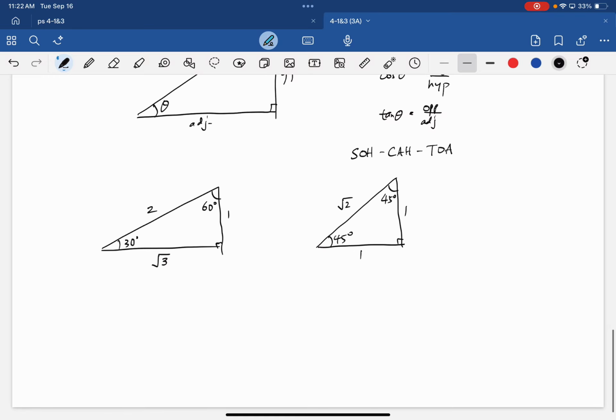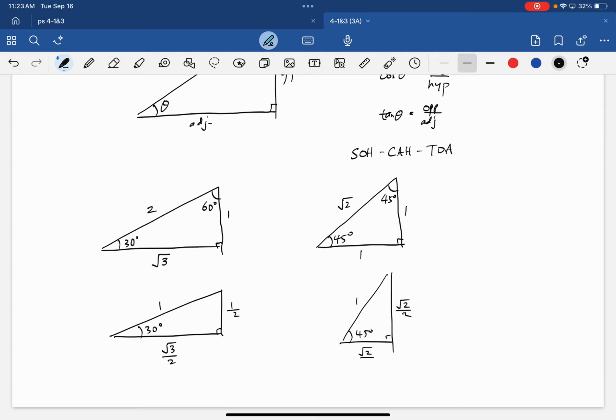And so you need to have these side ratios memorized. For example, if I have a triangle with a 30-degree angle and the hypotenuse is 1, then this side would be 1/2, and this side would be root 3 over 2. Similarly, for the 45 one, if this was 1, then this would be root 2 over 2, and this would be root 2 over 2. So you guys really need to know this by heart. Any questions here?